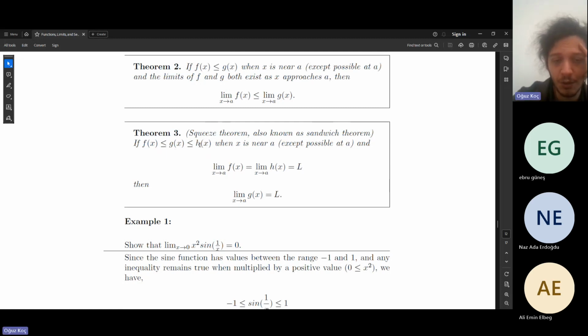We already know that the limit of h of x goes to L, and also the limit of f of x at point a goes to L. Since there are two inequalities, and g of x is smaller than h of x and greater than f of x, the limit of g of x has to equal L.